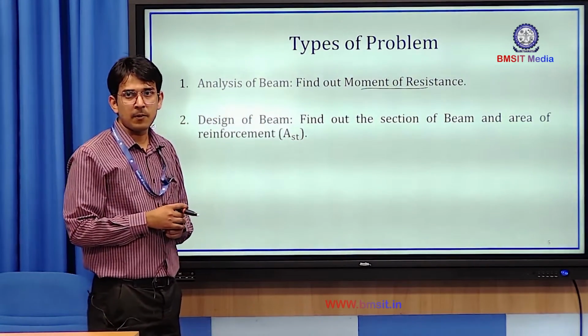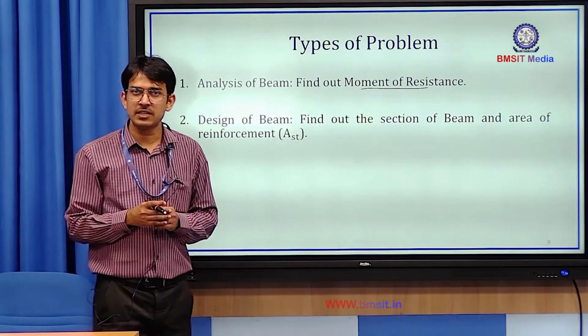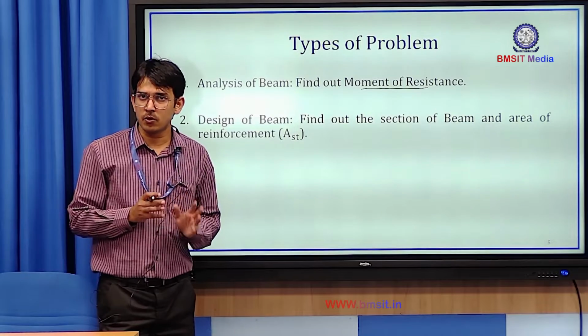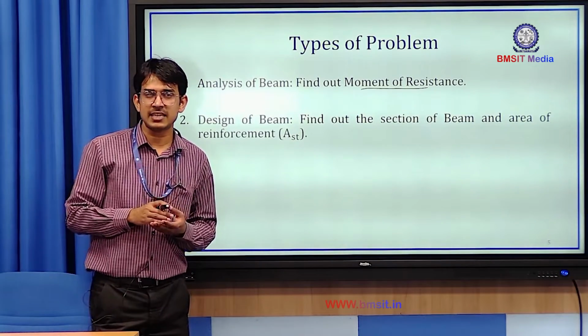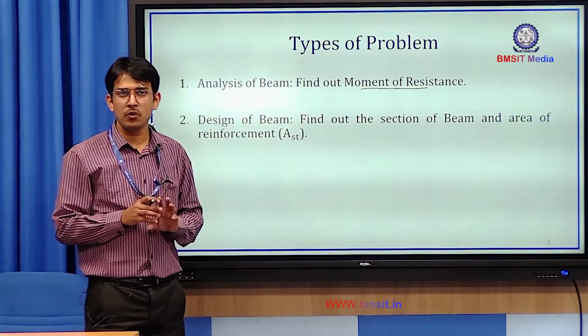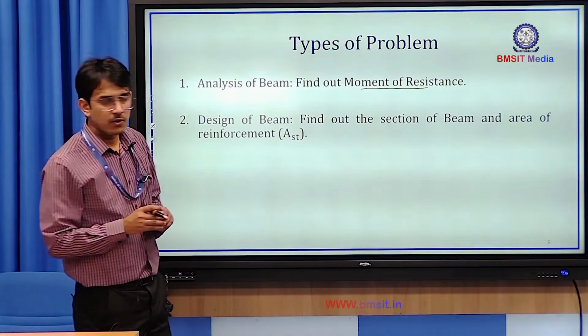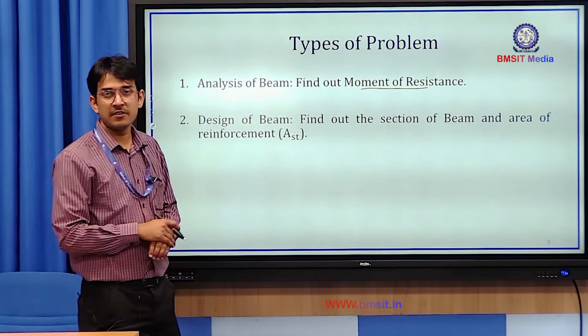And the second type of problem is the design of beam. In that case we don't know the dimensions, we don't know the size, we have to decide the size, we have to provide the reinforcement. So all that kind of problem we call the design of the beams. So these two types of problem generally we have.